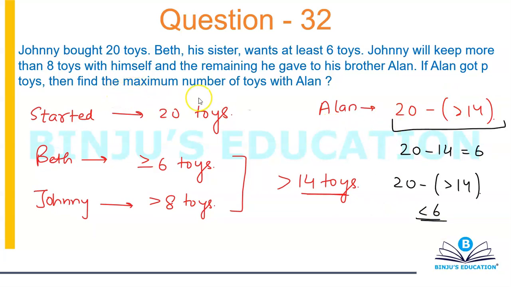So we need to find the maximum number of toys with Alan. The maximum number of toys will be 5, because toys have to be integers. So the maximum value of P will automatically be 5, and that would be your answer.